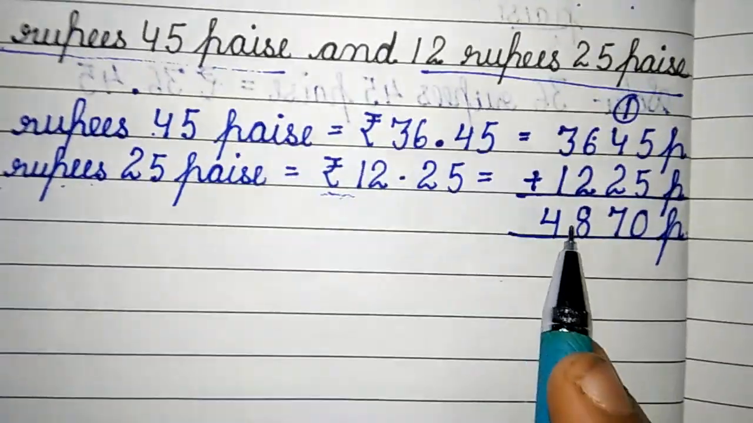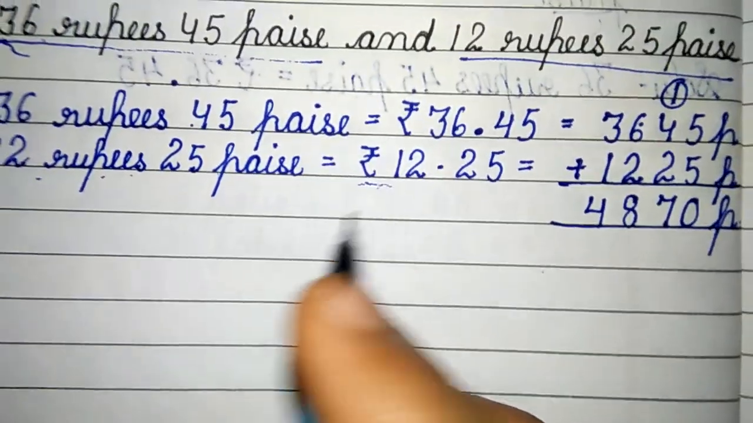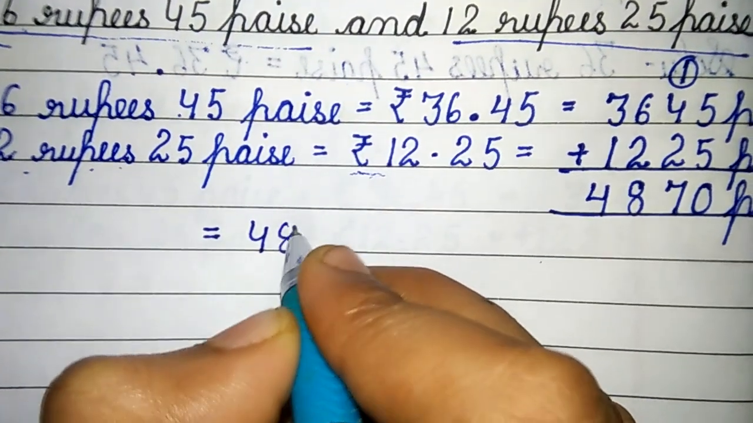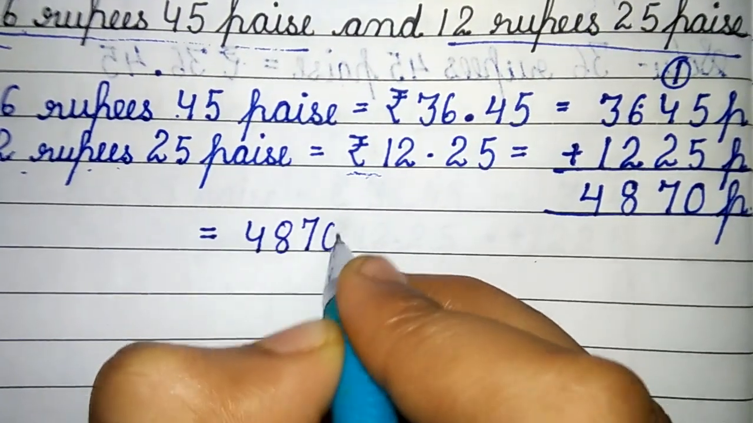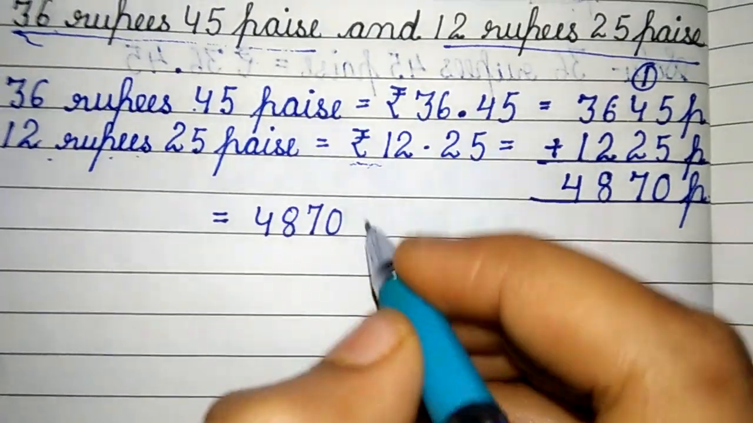Total amount is 4870 paise. We will write here 4870 paise.